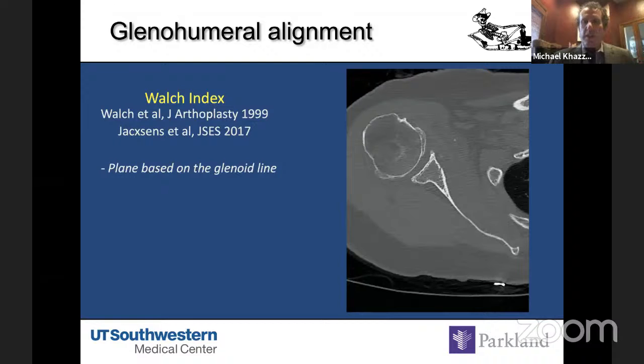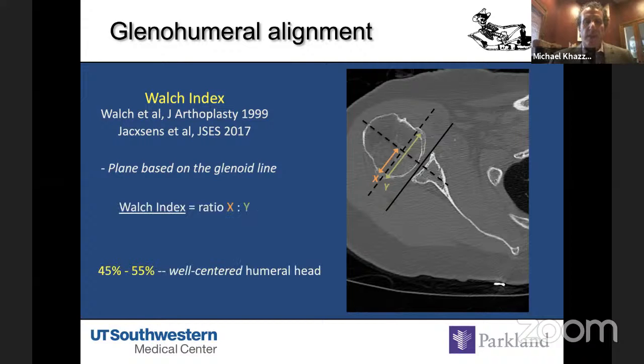So the Walch index, as we alluded to earlier, allows you to assess, using the glenoid line and the axis of the glenoid vault, where the position of the humeral head is in relation to the center. Basically 50% is centered. If you have greater than 50% it means the head is posteriorly subluxed, and less than 45% is anteriorly subluxed. There's a mathematical equation for this ratio, but basically it allows you to determine whether the head is anterior or posterior in relation to the glenoid.